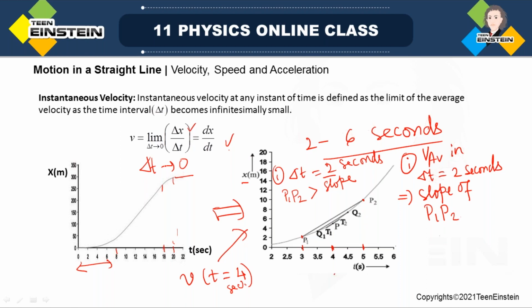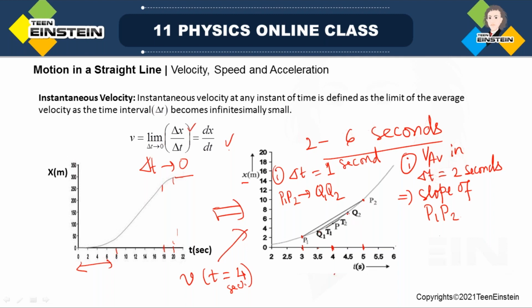Now what we have to do to get the instantaneous velocity, we have to reduce the time interval. Then what I am doing, I'm just reducing the time interval from delta t 2 seconds to 1 second. So if I reduce the interval from 2 seconds to 1 second, look, this P1, P2 line becomes Q1, Q2 line in this XT curve. See Q1, Q2 line, this one.